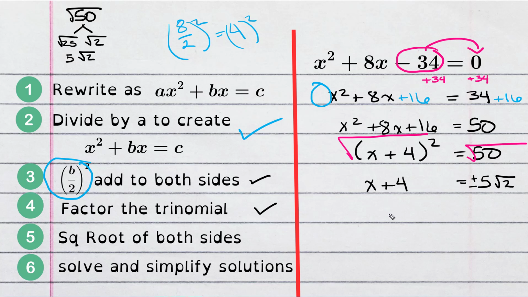Now I need to move the 4 to the right-hand side by subtracting it. And so I have x is equal to negative 4 plus or minus 5 square roots of 2. And so I have now solved and simplified the solutions. And so my answer is x is equal to the solution set, negative 4 plus or minus 5 square roots of 2.